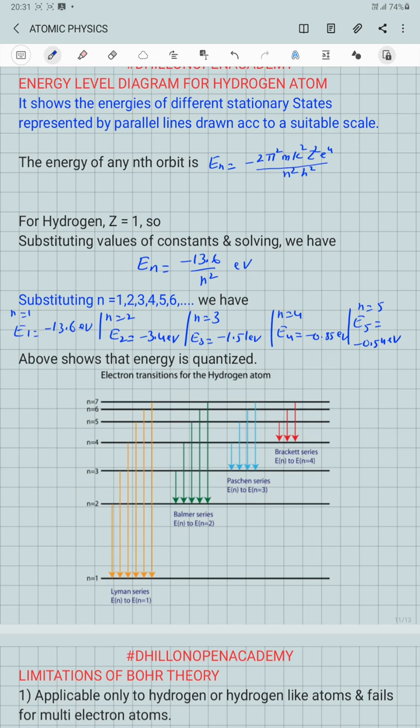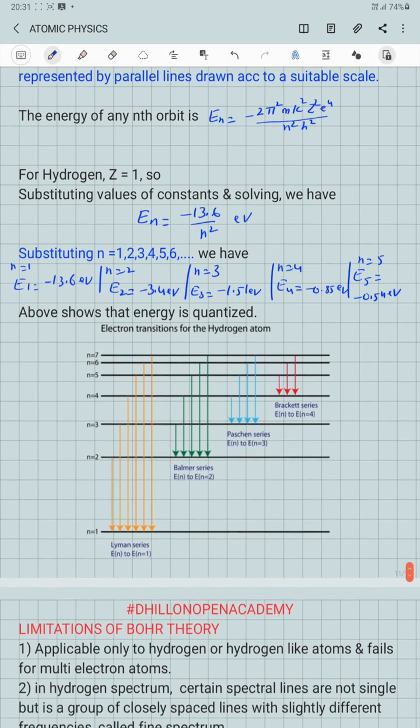So this energy variation for the various orbits can be shown in this energy level diagram, along with the transitions for the various spectral series. From here you can see that between the first and the second level there is a large energy difference, and this energy difference can be obtained by subtracting the energy of the first level from the energy of the second level, which is 10.2 electron volt.